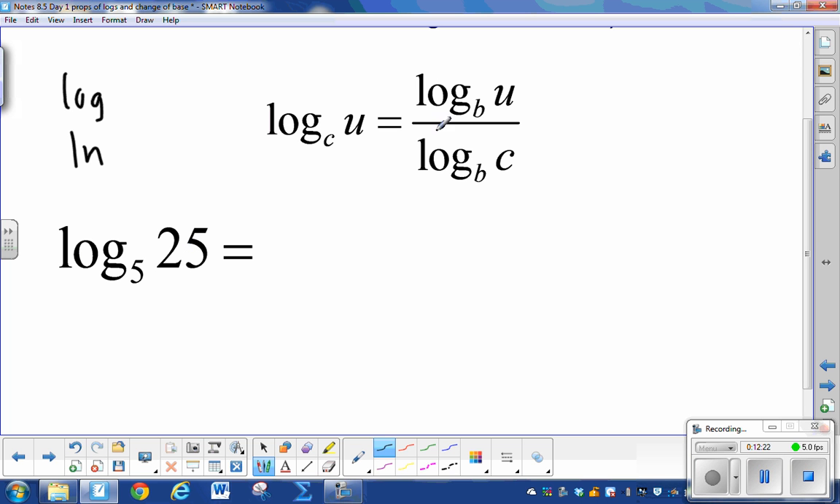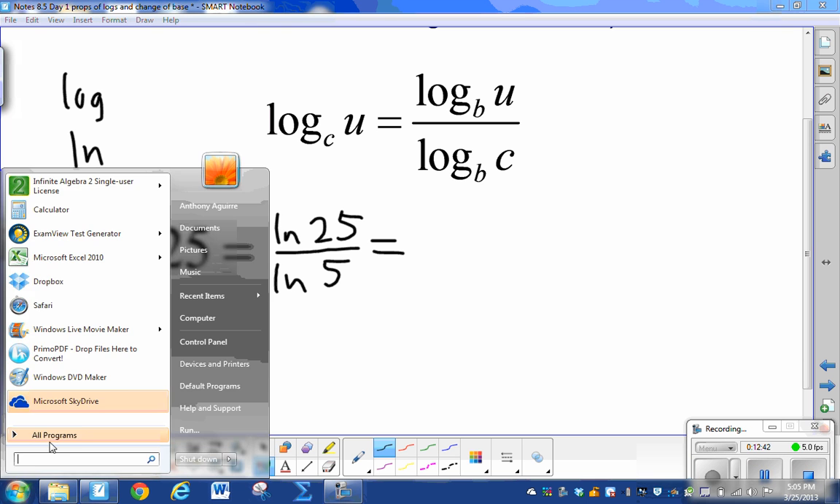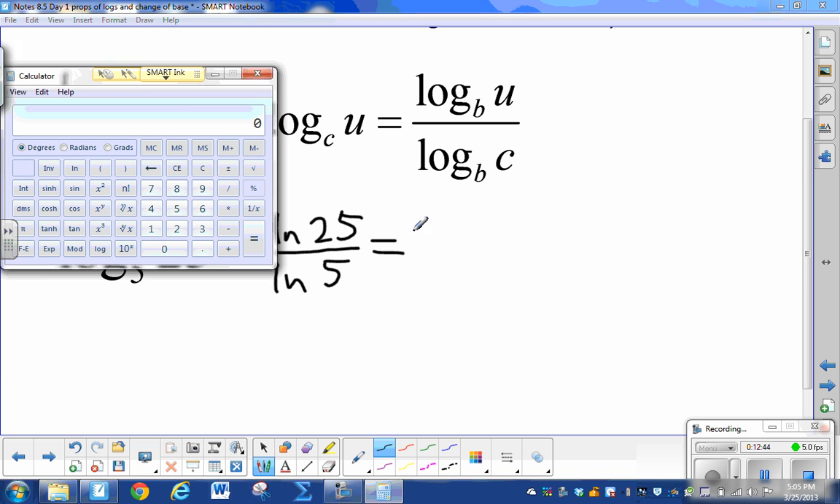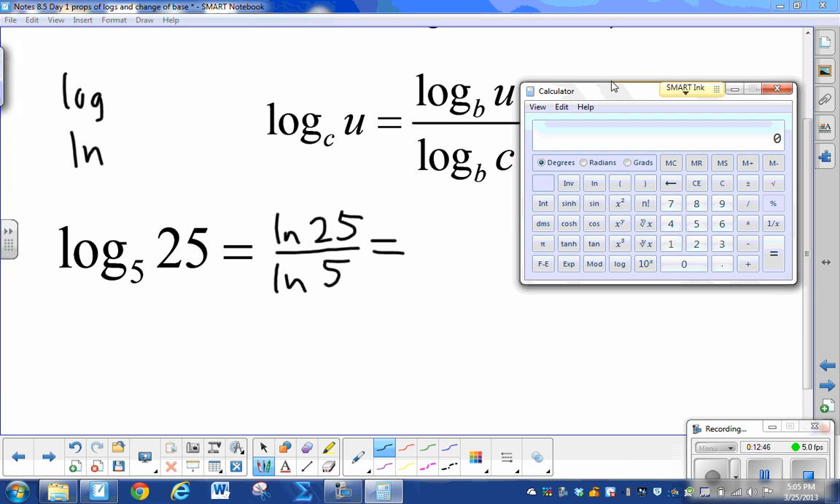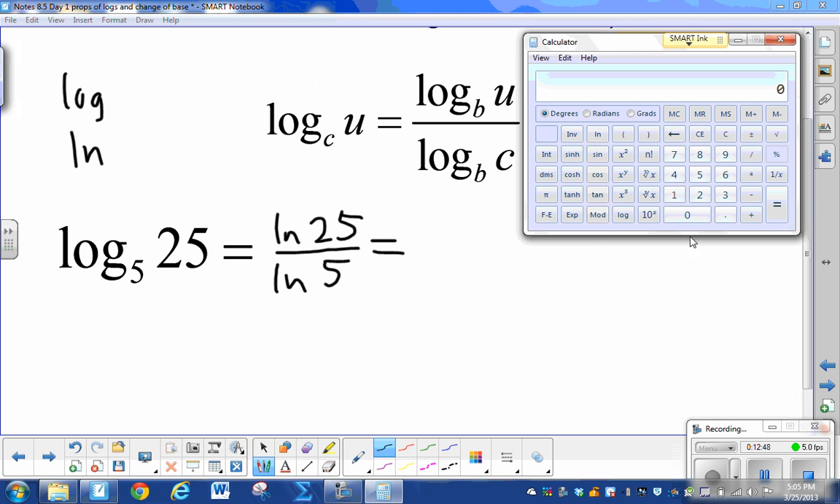So according to this up here, the way we rewrite this is, let's use the ln button. So we can do ln of the u is where the 25 is, so ln of 25 over ln of your old base, which is a 5. Now we know it's going to be a 2, so let's hope that this ends up being a 2. Or I don't have to hope. I know, because it's math. Okay, so no hope necessary.